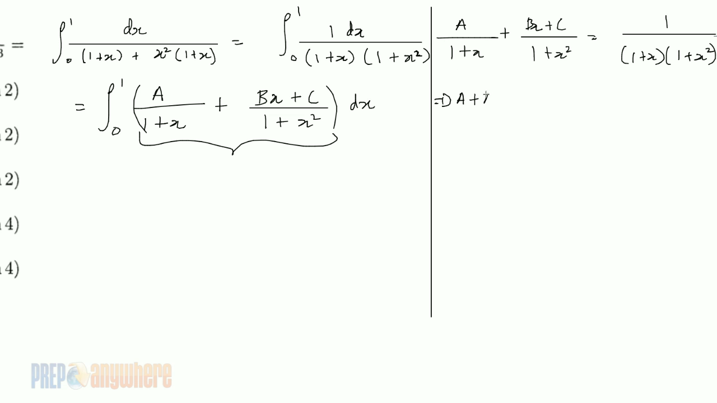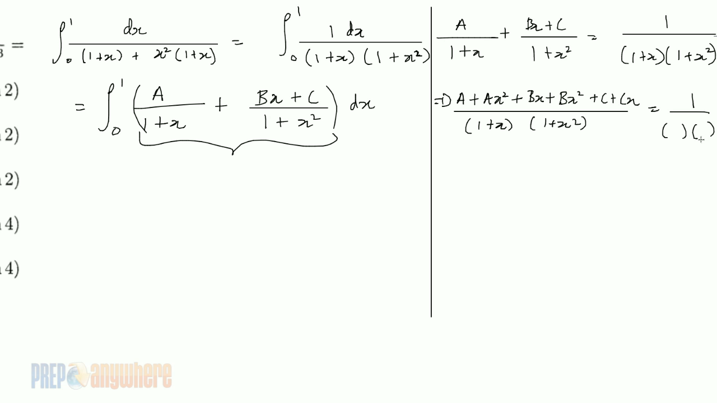Alright, so we have A plus Ax squared plus Bx plus Bx squared plus Cx, divided by 1 plus x times 1 plus x squared, equal to 1 divided by the same denominator. Essentially what we're saying is the numerator here is just equal to 1. Okay, what does that mean? Well, that means that the x squared terms and the x terms have to add up to 0, because there's no x squared or x terms on the right. So essentially, A plus B must be equal to 0.